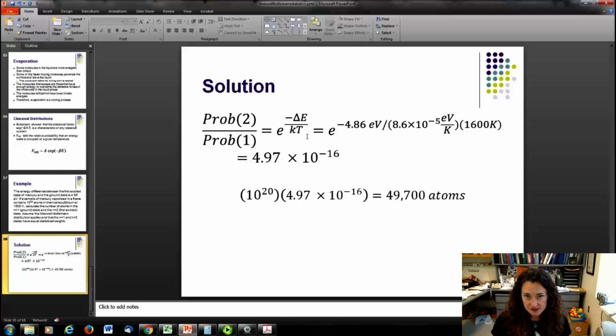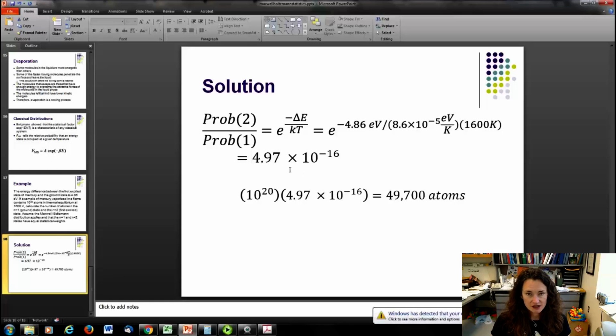Now, delta E for this system is 4.86 eV, so we plug it in here. Boltzmann's constant in units of eV per Kelvin, as opposed to joules per Kelvin, is 8.6 times 10 to the minus 5. Then we multiply that times the temperature of the collection, which is 1600 Kelvin. When you plug all this into your calculator, you get that the ratio of the probability of state 2 to state 1 is equal to 4.97 times 10 to the minus 16.